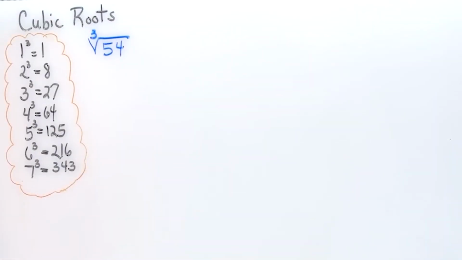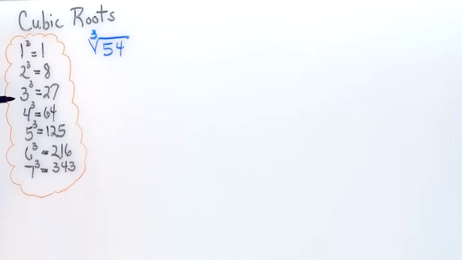This lesson is simplifying cubic roots. So the important thing to remember is we are going to be looking for numbers that are cubes. In other words, 2 times 2 is 4, and 4 times 2 is 8. That's how we end up getting the perfect cubes.